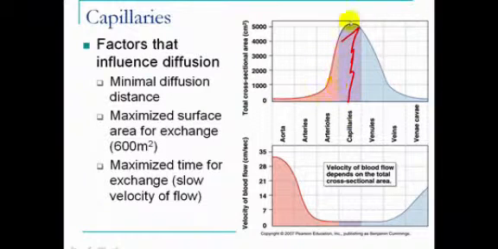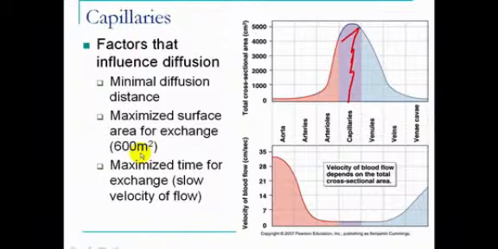So you have more capillary surface area than any other vessel. That maximizes the area of exchange. Remember, we learned that if you increase surface area, that will increase diffusion. It's about 600 meters squared. I read that that's about the surface area of a tennis court. So if you laid all your capillaries flat and opened them up, you'd have about the surface area of a tennis court for exchange.